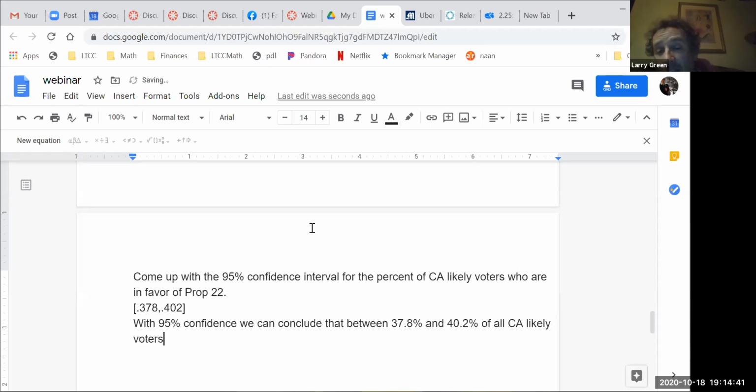Notice it's all, not the ones we asked, but every single one support Proposition 22.